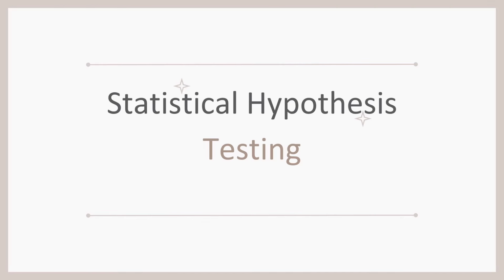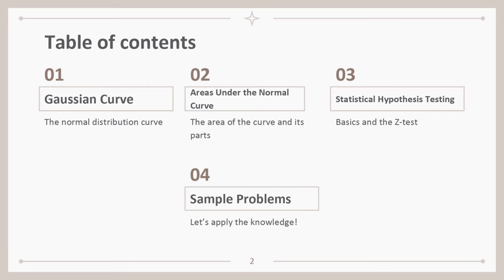So this chapter is going to cover four different parts. Number one is the Gaussian curve. And number two, you have the areas under the normal curve or the Z curve. Next, you have number three, statistical hypothesis testing. And it's also going to cover a few sample problems. So let's begin with the Gaussian curve.